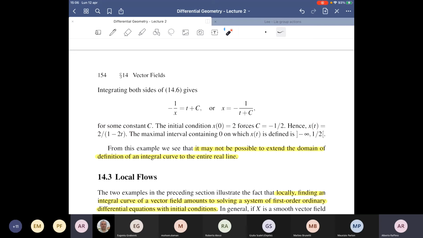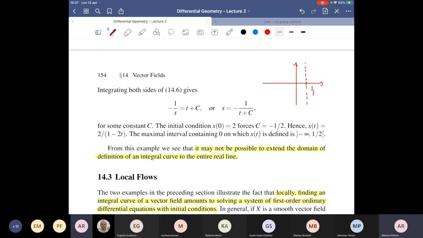And the point here is that this is not defined anymore on the whole real line, but it will stop at 1/2. So the idea is that at 1/2 we have some kind of barrier that will prevent us from going further. So let's say that here we are at 1/2.